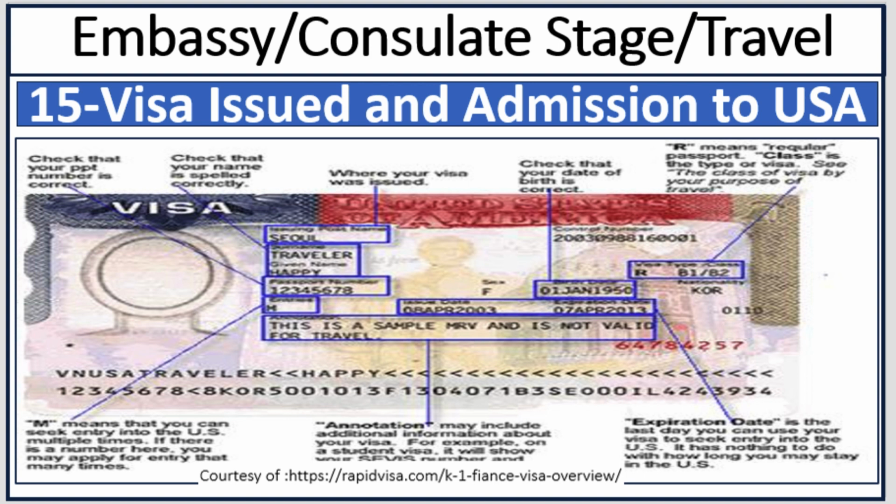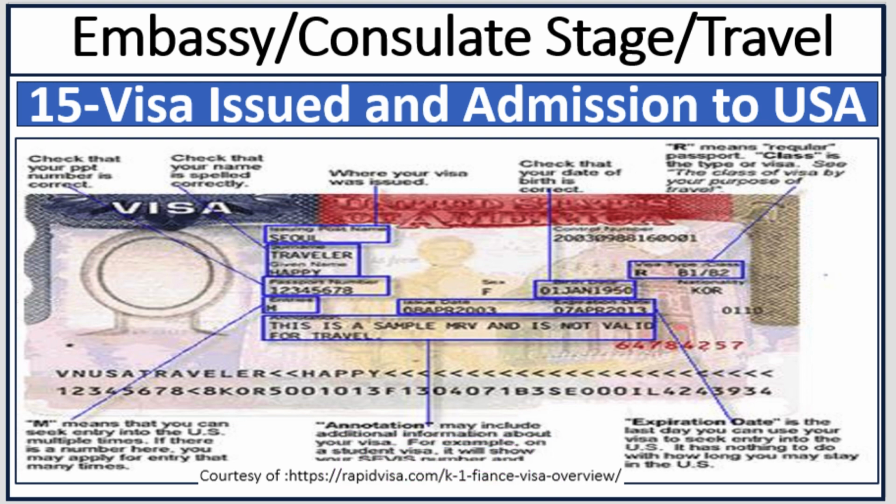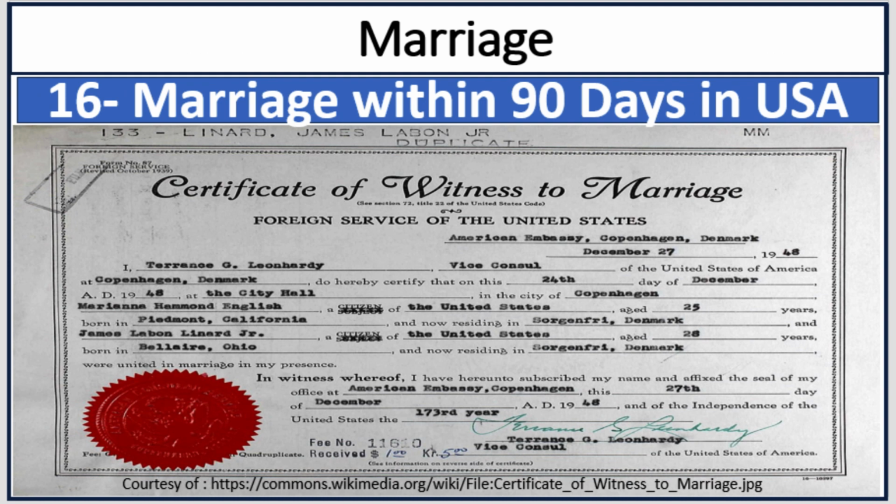So now let's talk about the USCIS stage within the United States, which is adjustment of status. Now, once you get your visa, it's time to get your ticket and come to the United States to marry your fiancée. When you get to the United States, you have 90 days to get married. That's step 16, marriage within 90 days in the United States. If you do not get married within 90 days, you will lose your legal status.